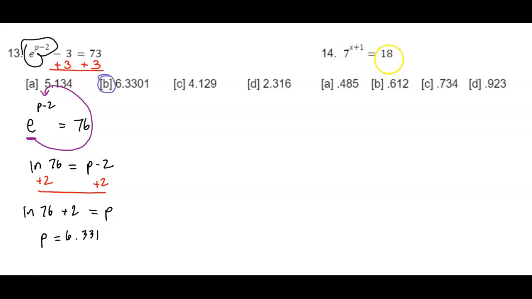Now for 14, we have a base 7 exponential. We cannot rewrite 18 as a base of 7, so we can't use that nice property. So we're just going to have to convert and solve. There's nothing I need to move, so I can go ahead and convert, starting with the base towards the equal sign. This is going to be log base 7 of 18 equals x plus 1. Again, that's log base 7 of 18 equals x plus 1.